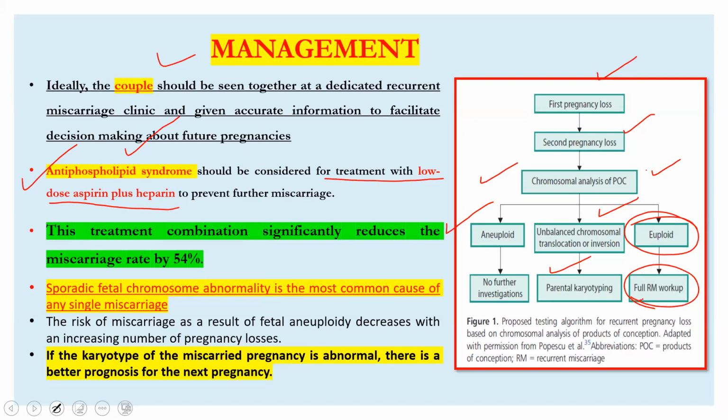We are going to take the detailed history, do the transvaginal scan, and do the APS testing completely. Or maybe we can go for the products of conception studies as well. The sporadic fetal chromosomal abnormality is the most common cause of a single miscarriage, as I have said earlier. For first trimester miscarriage, it is the most common problem.